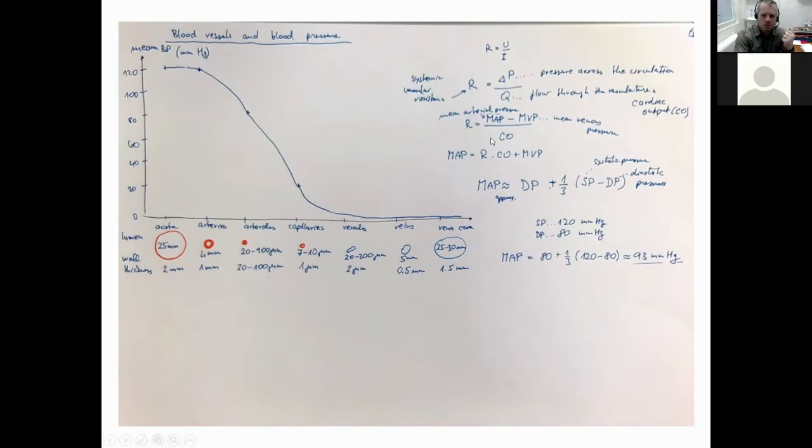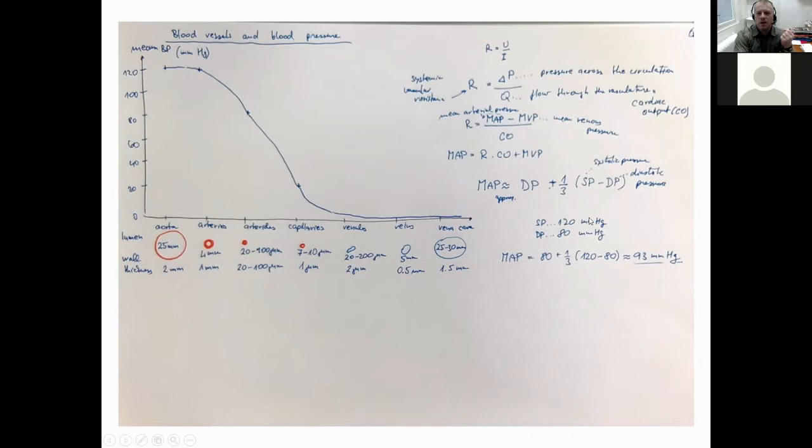medicine widely. But you would need the mean venous pressure for being able to calculate that, and that would be invasive. You can't get it without putting an invasive probe inside the human body, and that's why we use an approximative formula, which is the diastolic pressure plus 1/3 of the difference between the systolic and diastolic pressure.